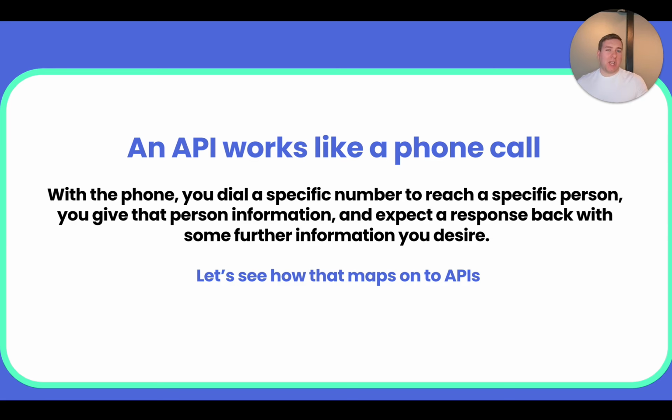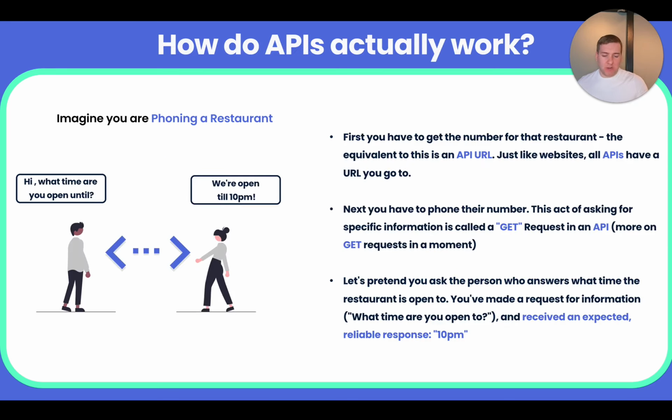So let's see how that actually maps to an API. Now, we're going to use not quite a florist, but a restaurant example, and stick to a phone call. So imagine you're phoning a restaurant, right? The first thing that you have to do before you even phone them is go find their phone number. Maybe you're looking up the phone book, maybe you've had a menu through the door, or maybe you're just simply going on Google like the rest of us and Googling the restaurant that you want to go to, grabbing the phone number. But you know that you have to get a specific number to reach a specific place.